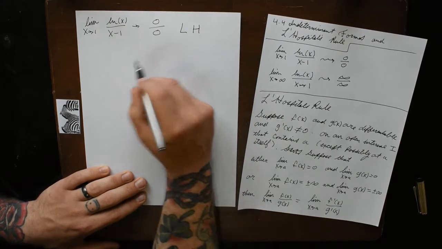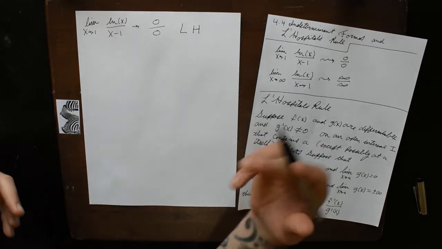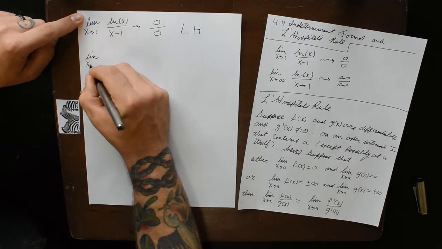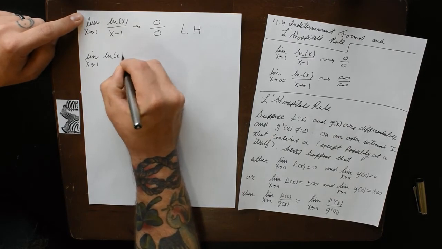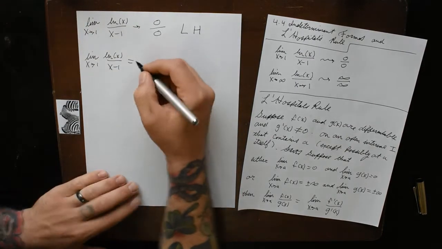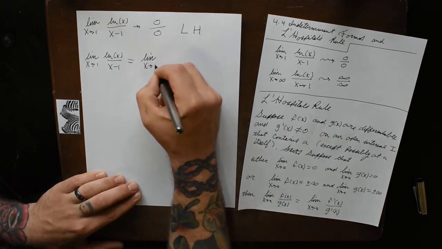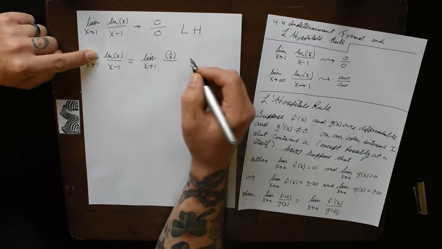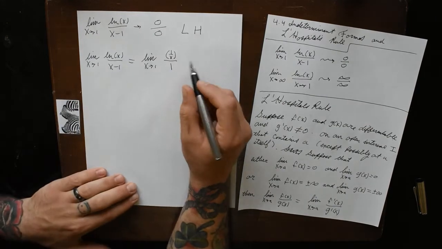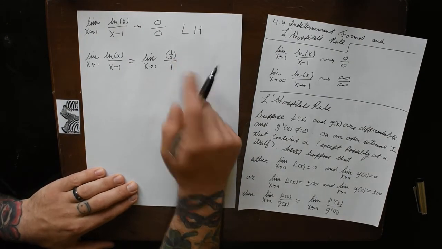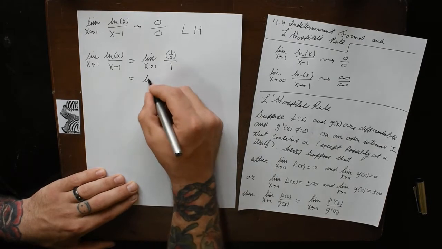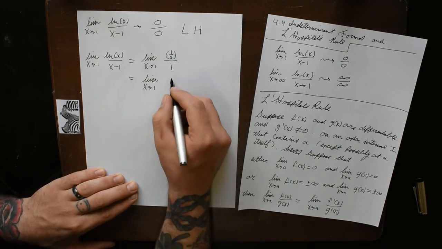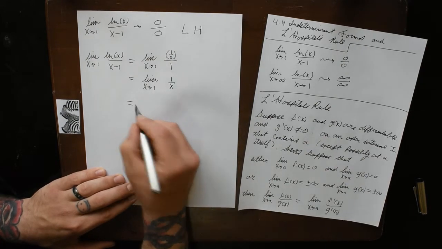I'm going to put an LH so you really tell the reader where this next step comes from. By L'Hopital's rule, the limit as x approaches 1 of the natural log of x over x minus 1 is equal to the limit as x approaches 1 of the derivative of the numerator, 1 over x, and the derivative of the denominator is just 1. Well, we can still algebraically manipulate this. This is equal to the limit as x approaches 1 of 1 over x, which is equal to 1.